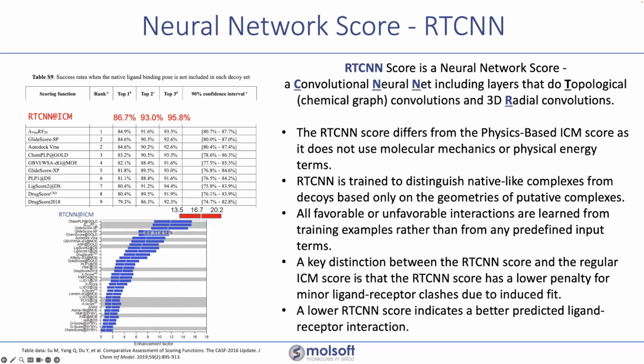So you're going to see some differences between the RTCNN score and the ICM score. The RTCNN score has a lower penalty for minor clashes due to induced fit. But with both the physics-based score and the RTCNN score, the lower the score, the better the prediction.